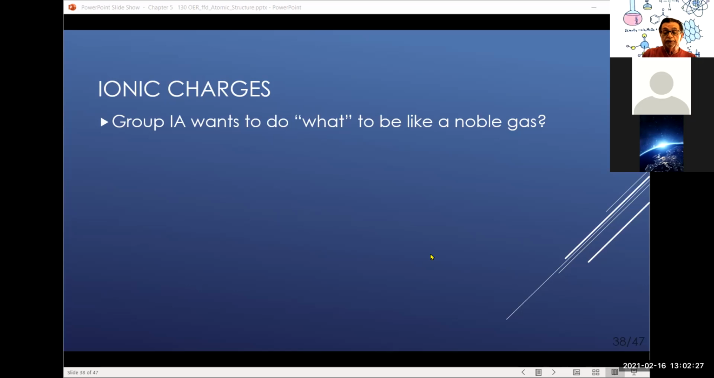Now I call it charge, but later on we're going to change that name to oxidation number. Right now, the charge of all the elements is 0, because each one of them has an equal number of positive protons and negative electrons. Now, when the elements lose electrons, they lose negativity, and then the net becomes positive.